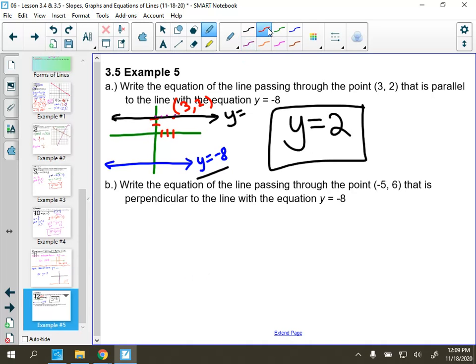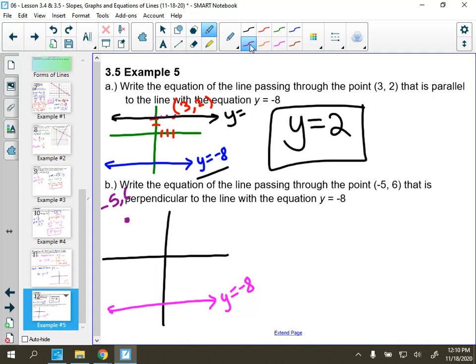Last one, let's do a perpendicular one. Similar setup: equation of a line that passes through this point and is perpendicular to this line. So we're actually using the same line. Y equals -8 would be, again, down here somewhere. Our point in question that we're being asked to write about is -5, 6. Again, I don't even need tick marks. I can just call that -5. As long as I know -5, 6 would be over here: we go left 5, up 6.